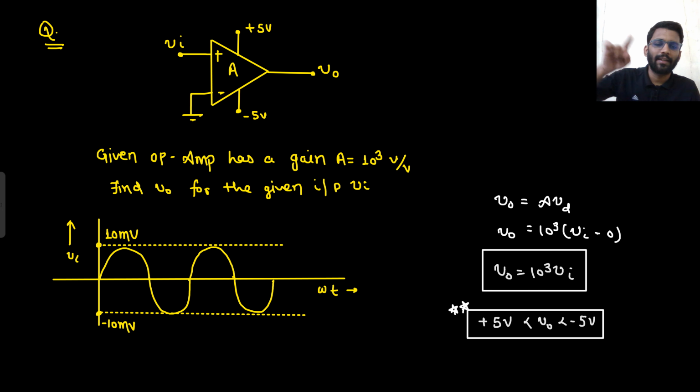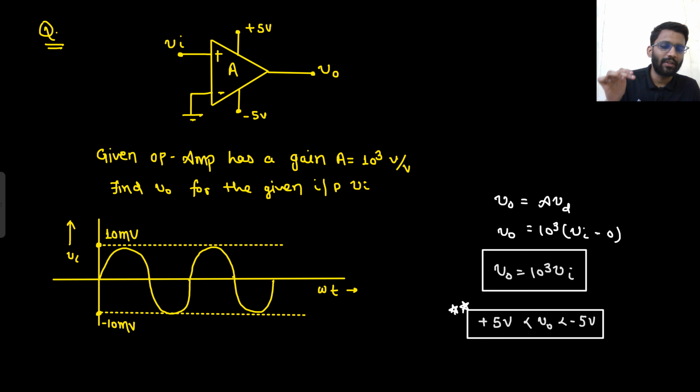But in the next question, the OpAmp was not ideal. Here the OpAmp had a gain equal to 10 to the power 3. So what will be your output? Output will be 10 to the power 3 times (V in minus 0). So output will be 10 to the power 3 into V in. So just this waveform multiplied with 10 to the power 3. So what will you get? Plus 10 to minus 10.